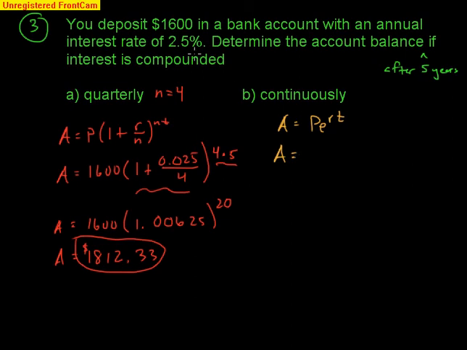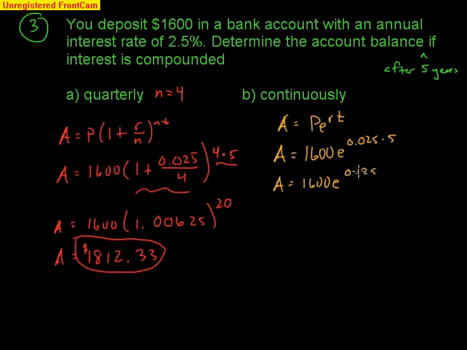So we use some of the same numbers. P is still 1,600. e is e, the number e. r is that rate, 0.025, and t is still 5. Notice there's no n because there's no compounding. It's continuously. It's done all the time. So get what that power is. 0.025 times 5 is 0.125.